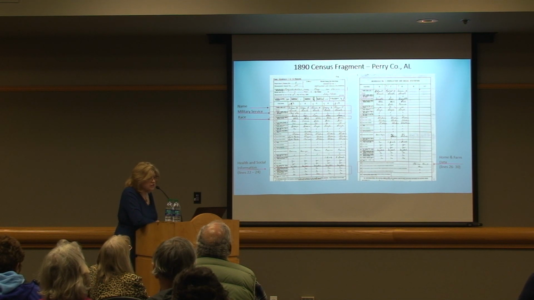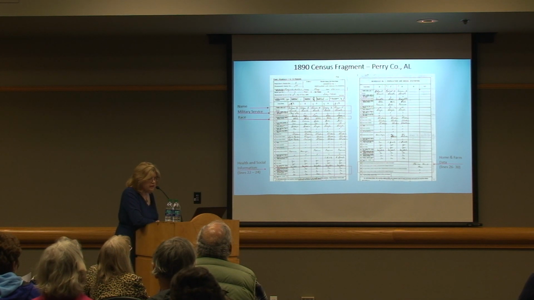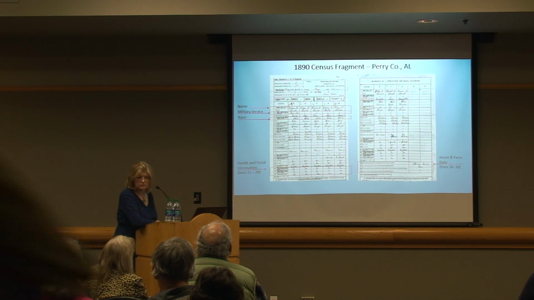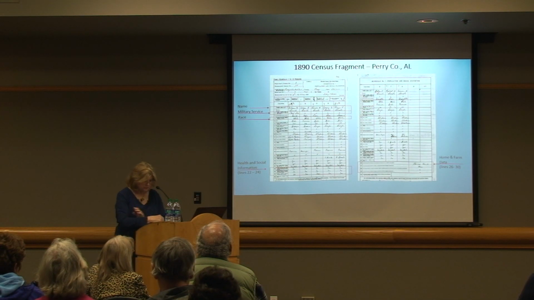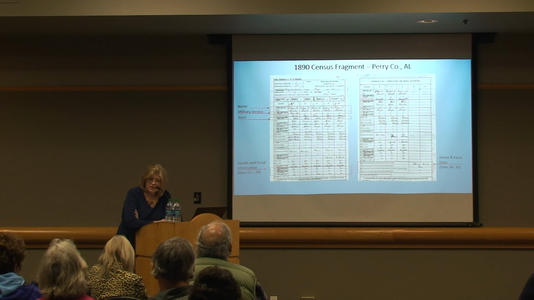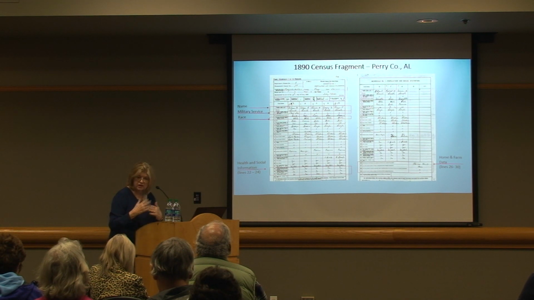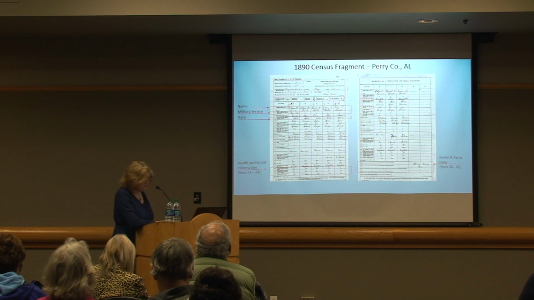Race questions were expanded. Before this, they were just white, black, or mulatto. Now they were expanded to include quadroon, octoroon, Chinese, Japanese, and American Indian. And what do those mean? What are quadroons? A mulatto is half black, half white. Quadroon is a quarter. Octoroon is you're an eighth black. So they expanded the race questions.